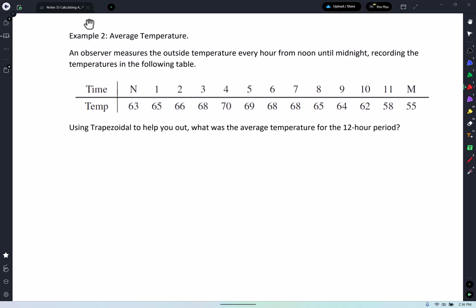It says, an observer measures the outside temperature every hour from noon until midnight, recording the temperatures in the following table. So there it is. Use trapezoidal to help you out. What was the average temperature for the 12-hour period?